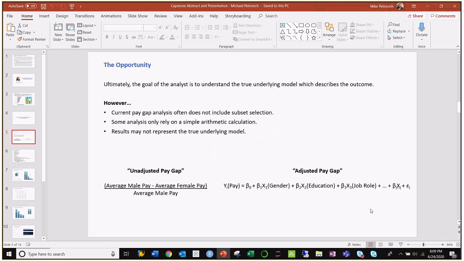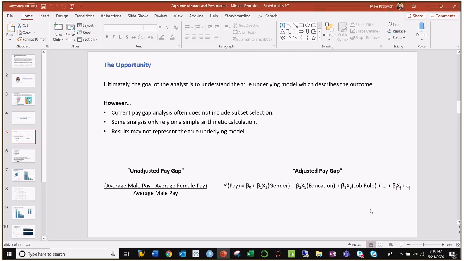Speaking about the opportunity, the main reason why I set out to do this entire research and analysis was really because I noticed that there was a bit of a flaw in the standard pay equity analysis approach. The flaw comes in kind of two flavors. One is that I wouldn't really necessarily call it an analysis because it takes probably less than 5 minutes to do this. But there is a metric that is called the unadjusted pay gap.